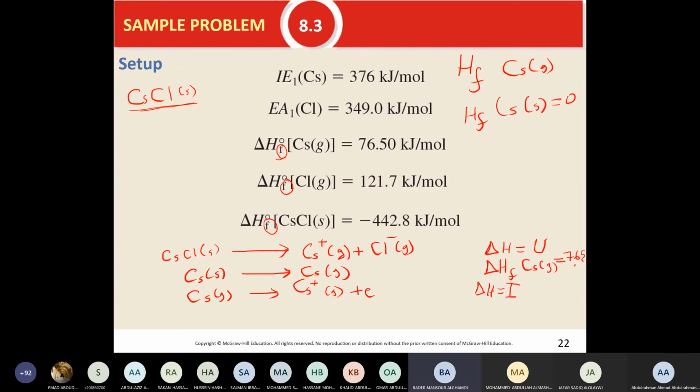What's the IE? I forgot the first ionization energy. Can you read it now? First ionization energy. What's this equal to?